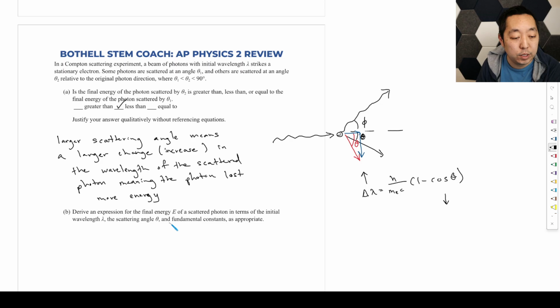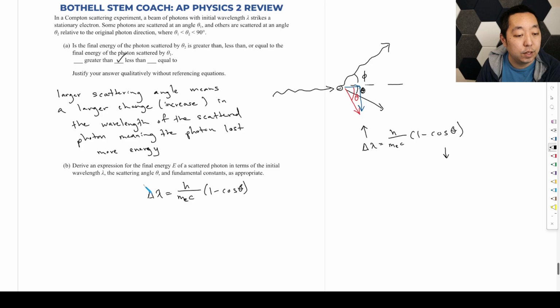Okay, so derive an expression for the final energy of the scattered photon in terms of the initial wavelength, scattering angle, and fundamental constants. So here we're going to say the change in the wavelength, right, is our first equation, because you're given this equation, so you're allowed to use it: h over m_e c times (1 minus cosine theta). So the initial energy is hc over the initial wavelength, and the final energy is hc over the final wavelength.